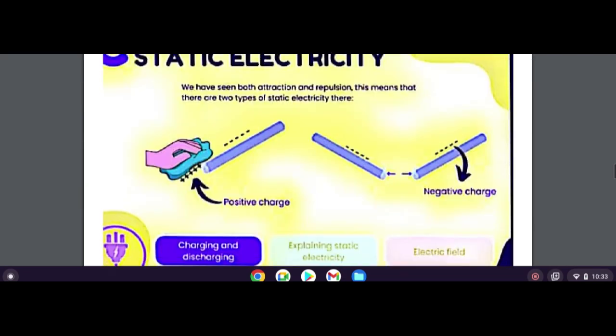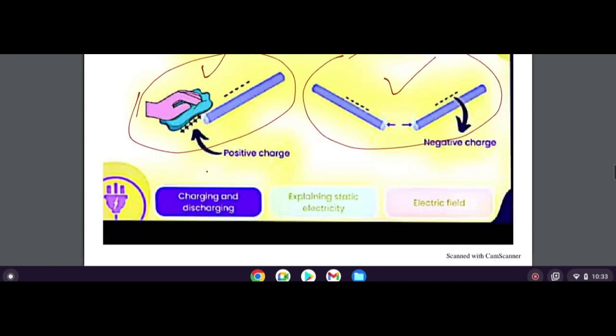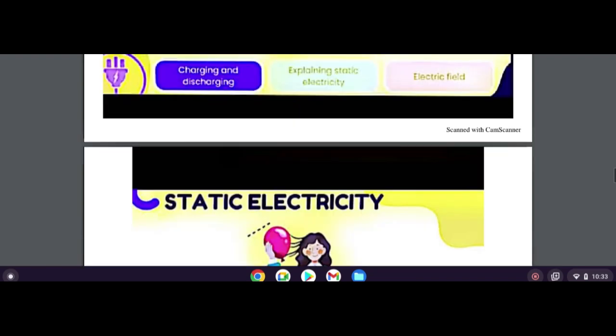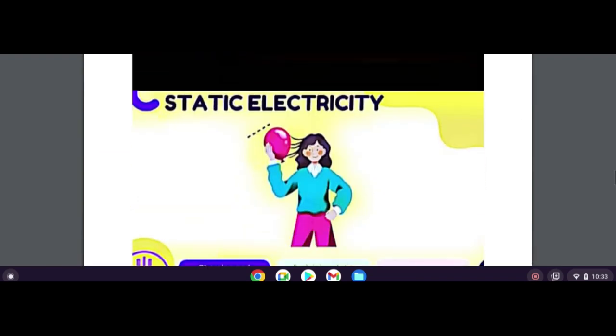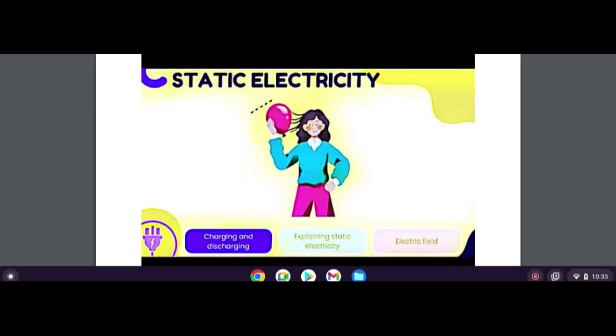And the next thing, when a positive charge and a negative charge come together, they will show attraction. Yes, Ayan? Attraction. Very good. Same charges show repulsion, and opposite charges show attraction. This is a positively charged, this is a negatively charged. The same charge is repelled. Yes, same charges. This is also the best example of static electricity.